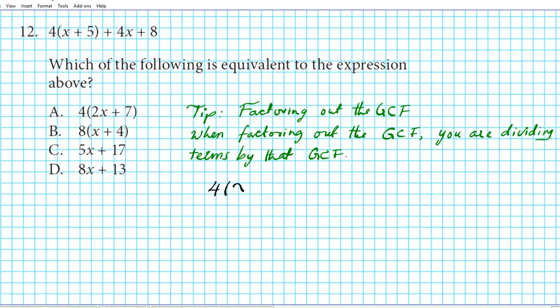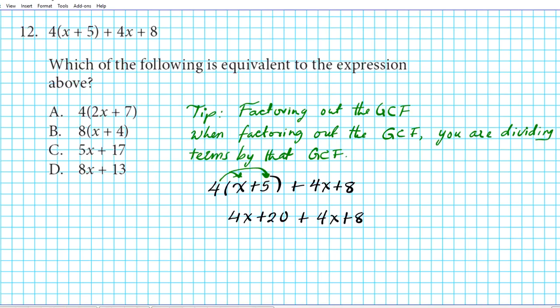Now we have 4 times x plus 5, plus 4x plus 8. Now we notice we have either one set of parentheses or none. So what we're going to do here is distribute first and see how we can configure the terms in such a way that it matches one of these options. So we have 4, we'll distribute it to x and 5. So that yields 4x plus 20 plus 4x plus 8. Okay?